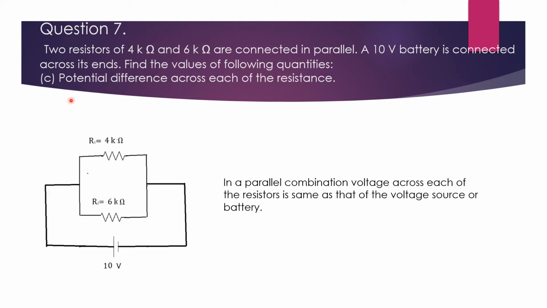Now the third part is the potential difference across each of the resistors. As I stated earlier as well, the potential difference across resistors in parallel is always the same as that supplied by the battery. So in a parallel combination, the voltage across each of the resistors is the same as that of the voltage source or the battery. That means 10 volt. So the voltage across these two resistors will be 10 volts.